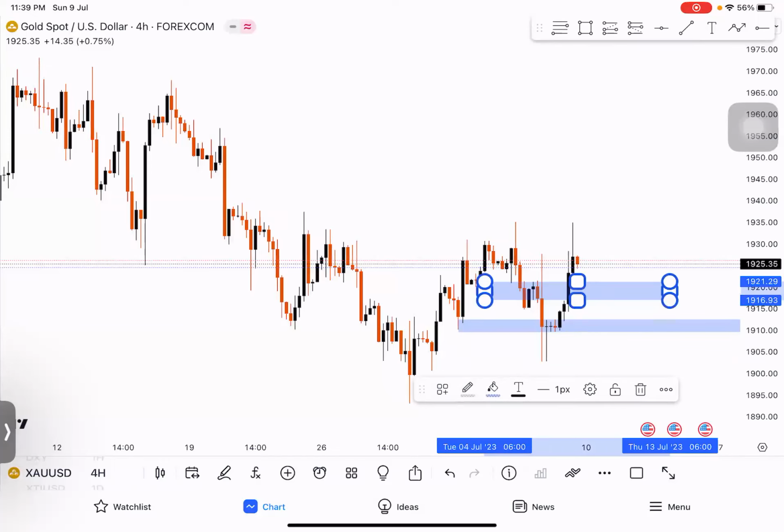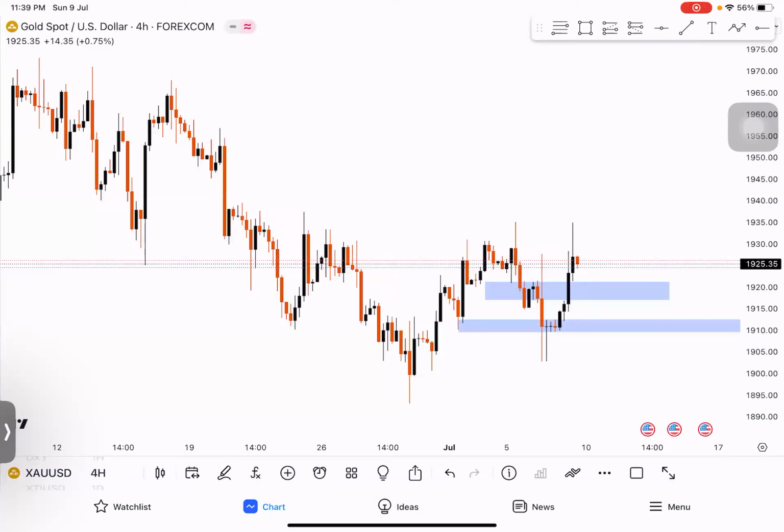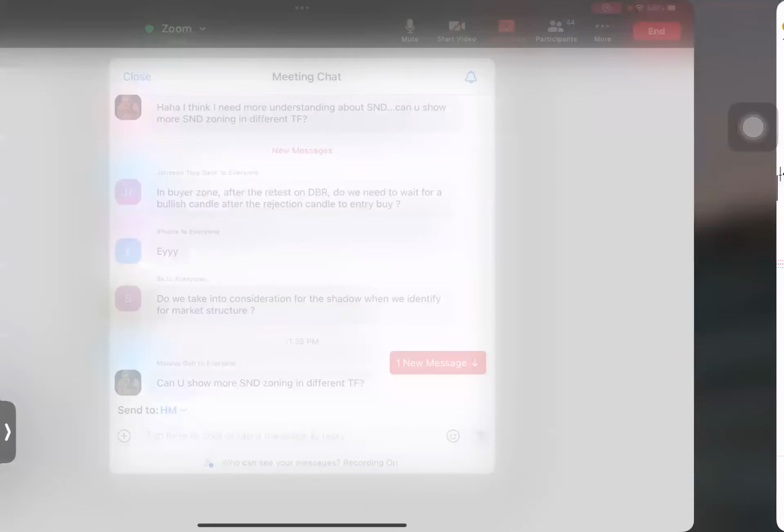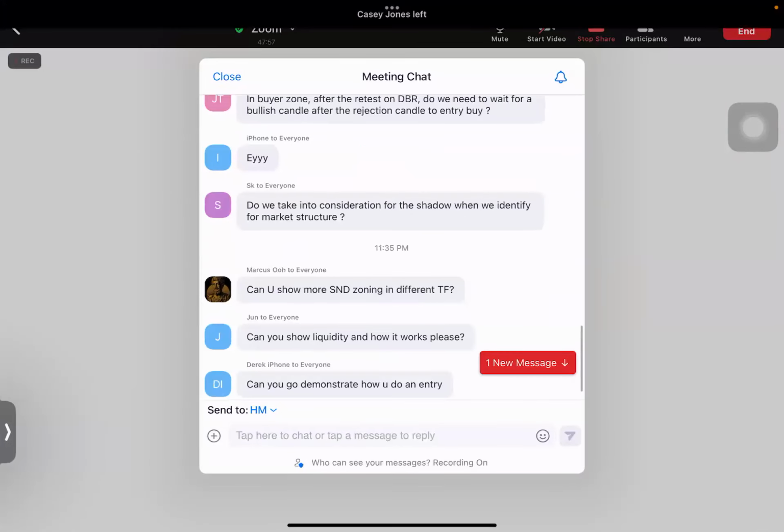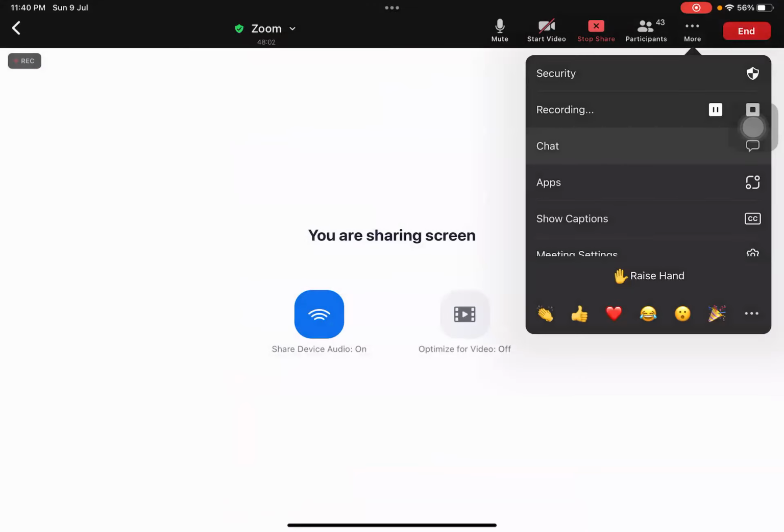Just marking for you to monitor first for H4 or H1. Just mark the nearest supply or demand zone based on the direction. If the direction is uptrend, you mark the demand zone. If your direction is downtrend, you just mark the supply zone. It's very clear on H4. Just mark the zone to monitor only.